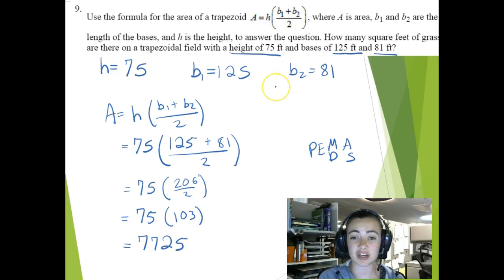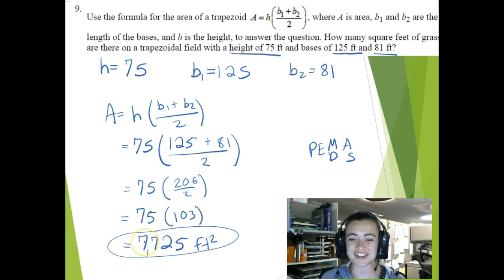And because this is talking about a real problem, a situation that could exist, there's units, we have to include units. So it's not just 7,725, it's 7,725 feet squared. And that is our final answer.